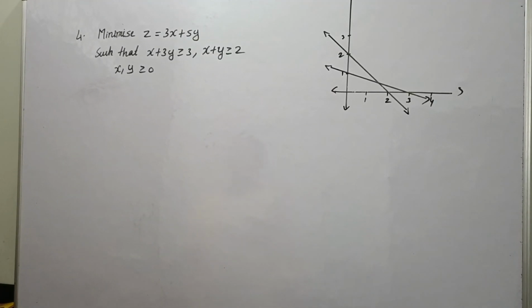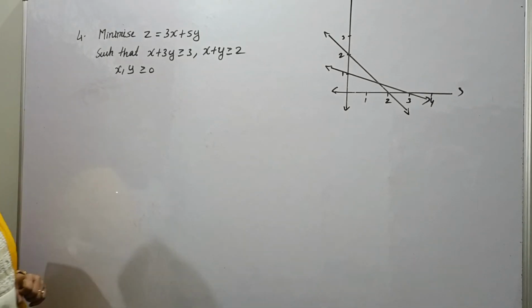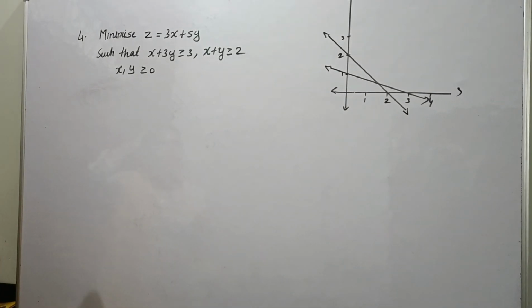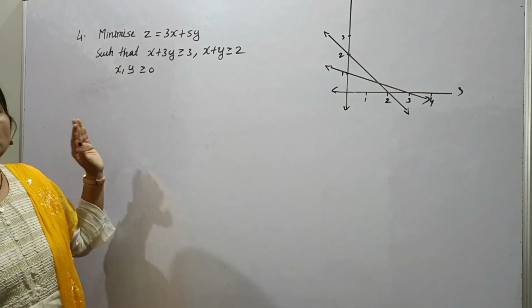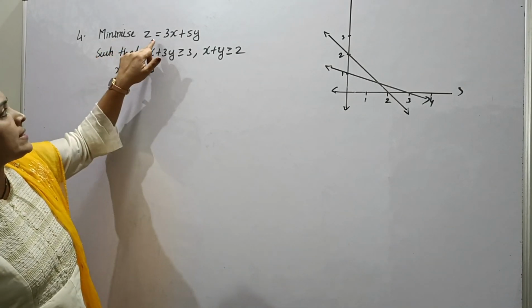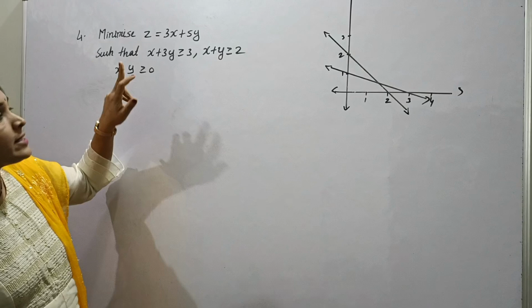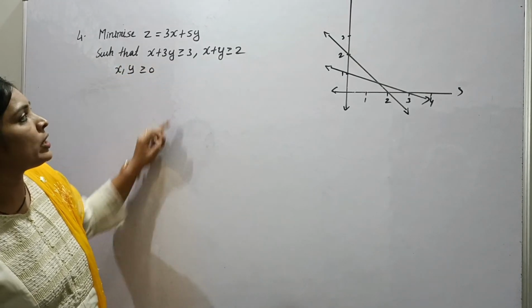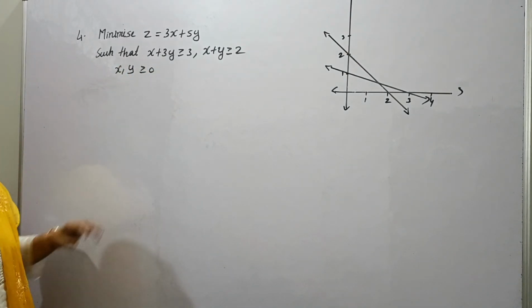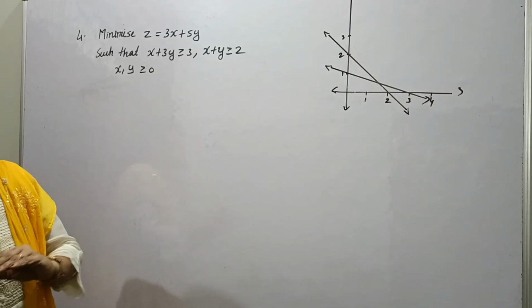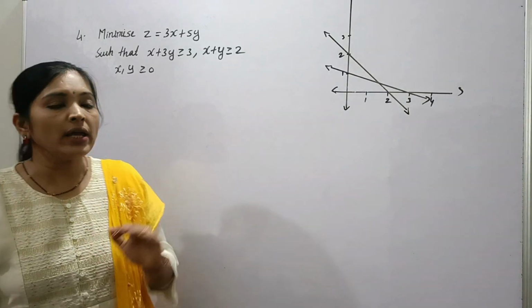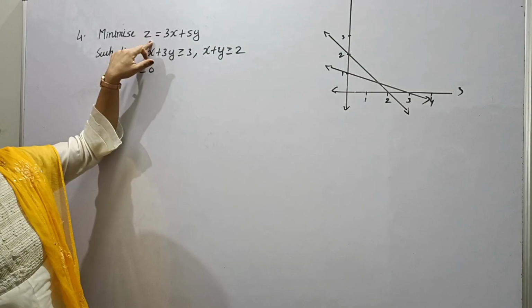Minimize z is equal to 3x plus 5y such that x plus 3y greater than or equal to 3, x plus y greater than or equal to 2, x, y greater than or equal to 0. Here also the objective function is minimize z is equal to 3x plus 5y and the constraints are x plus 3y greater than or equal to 3, x plus y greater than or equal to 2, x and y greater than or equal to 0. Here also we have to find for what values of x and y this z is minimum.